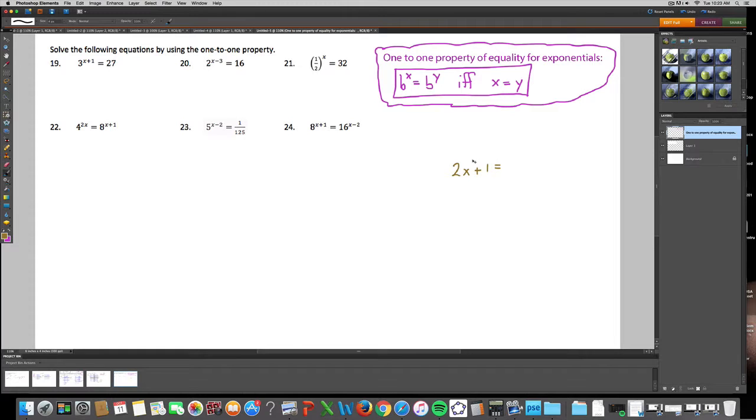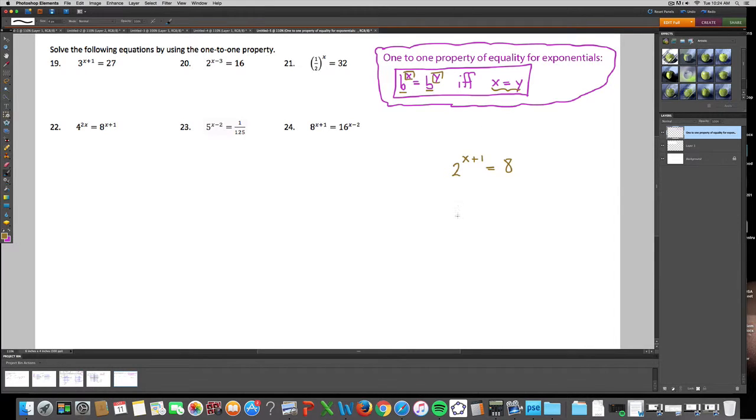In terms of solving exponential equations, it gets a little bit more difficult the moment that I say 2 to the x plus 1 becomes something like 8. One thing, though, fortunately, that makes it a little bit easier for us is this property called the one-to-one property of equality for exponentials. It states that if two expressions that have the same base are equal, then they are equal if and only if their exponents are equal.